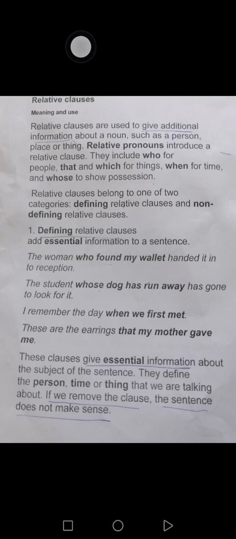For example, the woman who found my wallet handed it in to reception. Another example, the student whose dog has run away has gone to look for it. In the first sentence we use who because we talk about a person, a woman. In the second sentence we use whose because we talk about a dog that the student has. Okay?